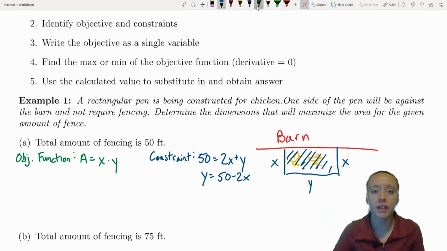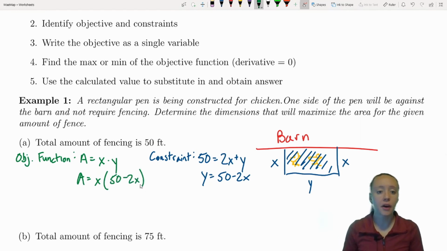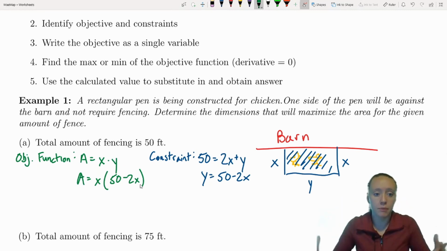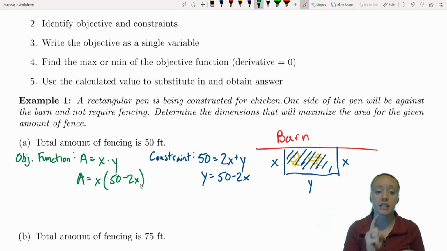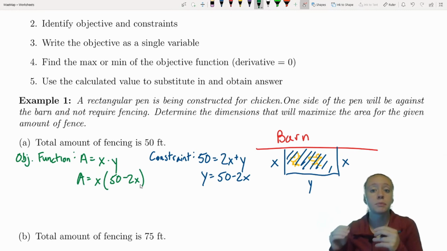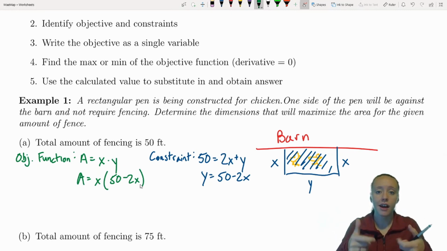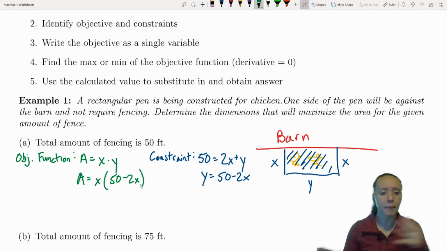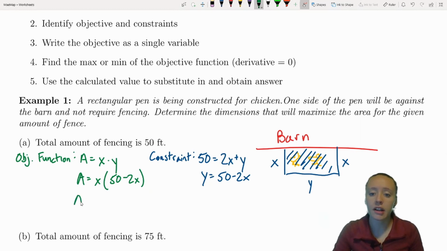So I'll get that y is equal to 50 minus 2x. Now when I go to write my area, my objective function, that's going to be x times y, where y is 50 minus 2x. And there we go. We have our objective function in terms of one single variable. So we're going to find the maximum or minimum of that objective function, and we're going to be taking the derivative. But before we take the derivative and set it equal to 0, why don't we just simplify this down a bit? Area is going to equal, distributing my x through, 50x minus 2x squared.